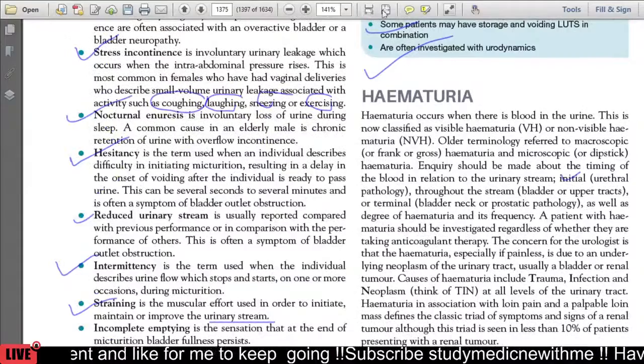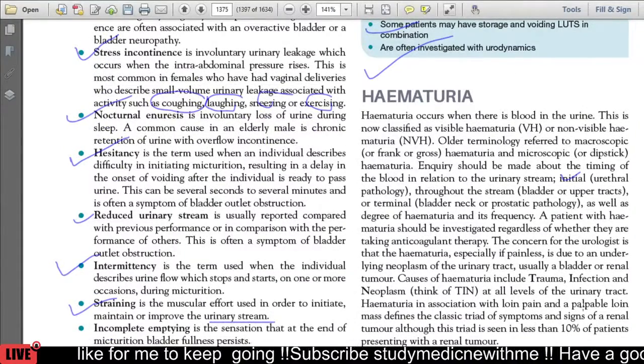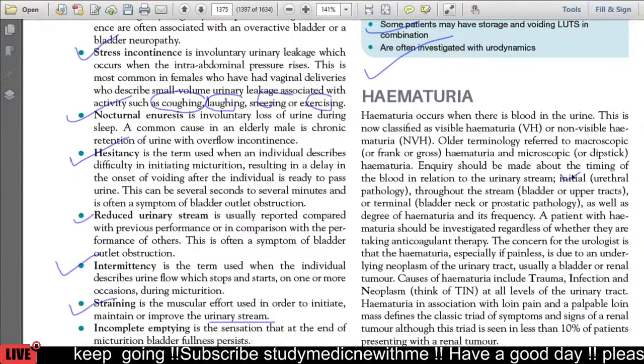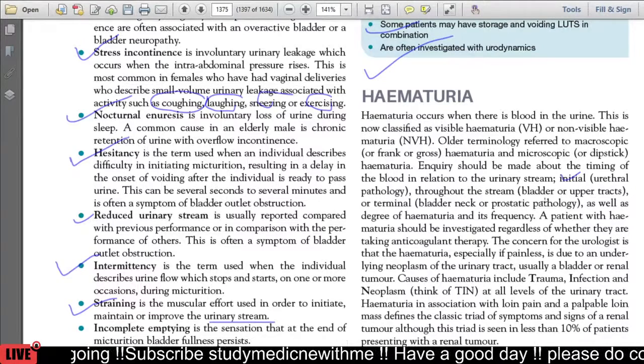Hematuria can be of two types: the one in which blood is seen and the one in which blood is not seen. Inquiry should be made about the timing of the blood in relation to the urine stream.